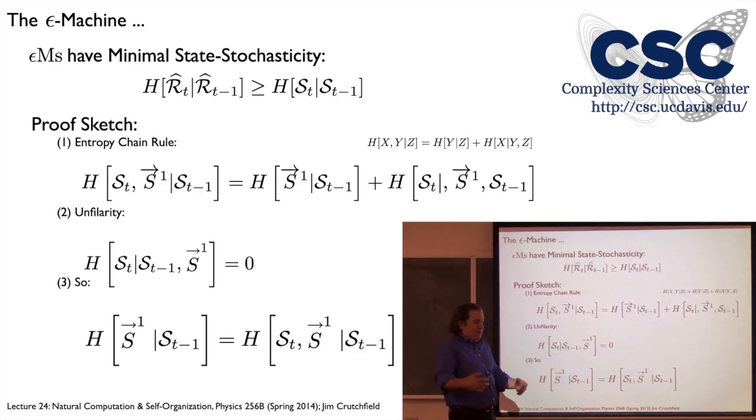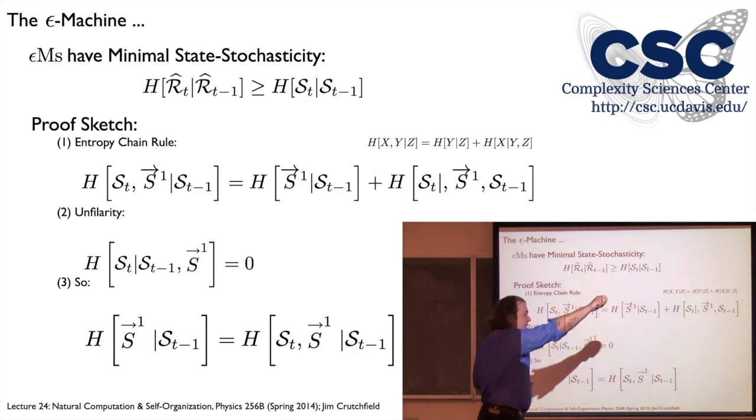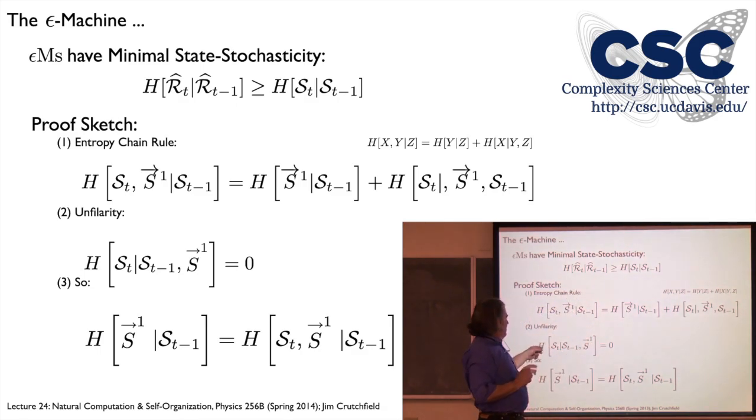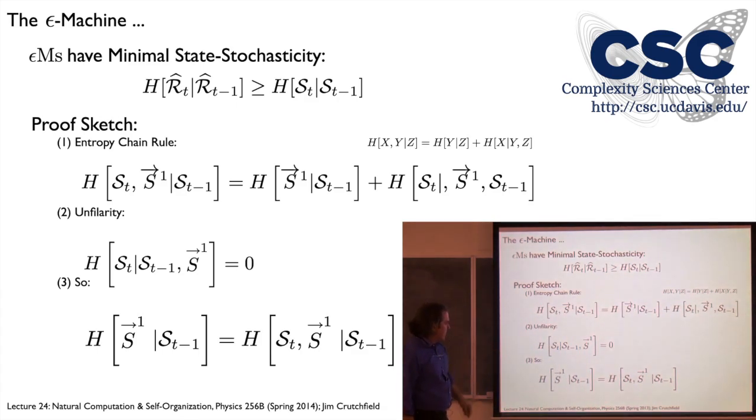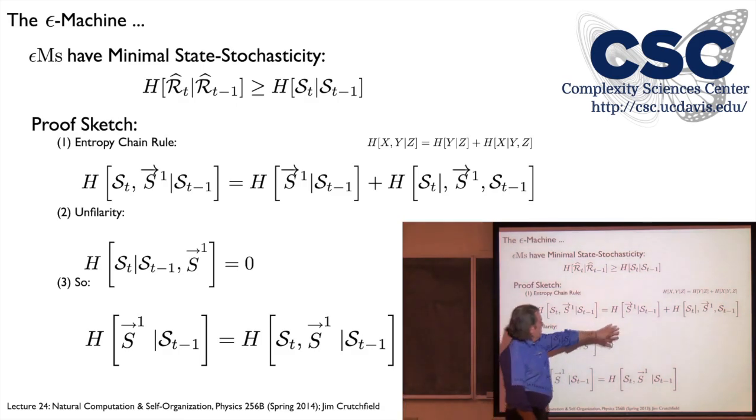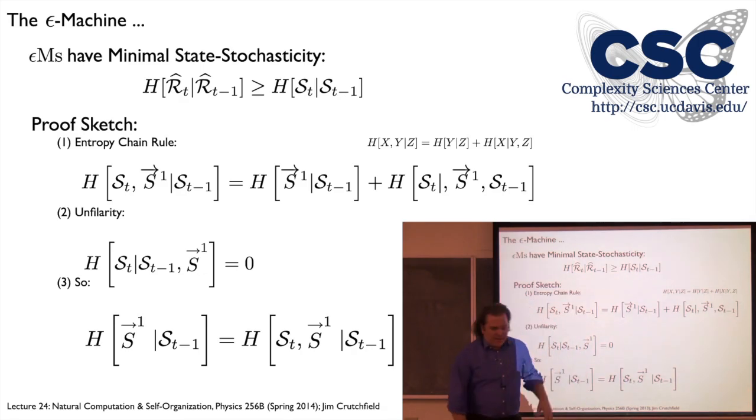If I'm starting in a state and I know what symbol I'm going to see, by unifilarity I know uniquely what state I'm going to go to. Well, I'm saying the uncertainty. There could be no next state, but I would know that. So this is 0. There. So we just showed that this is equal to that.